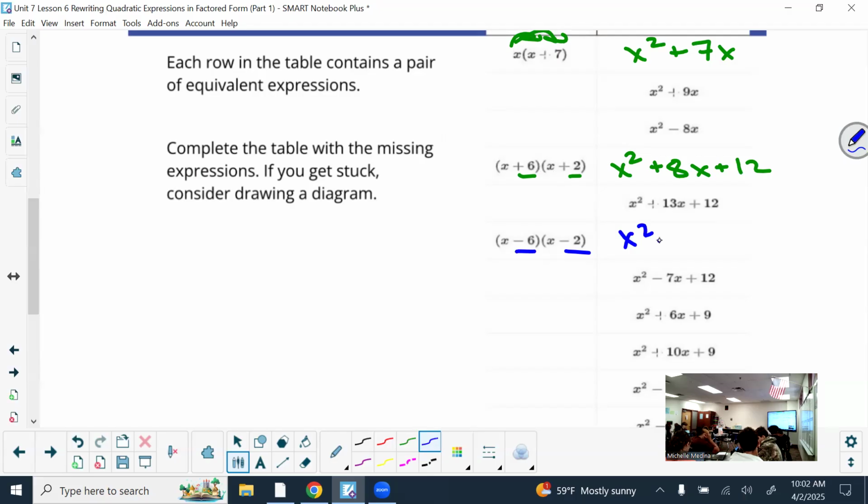So this is going to be a -8x. And then my last number is always the product of these two. So it's -6 times -2. If you said it, I didn't hear you. +12. So that's going to be my standard form.